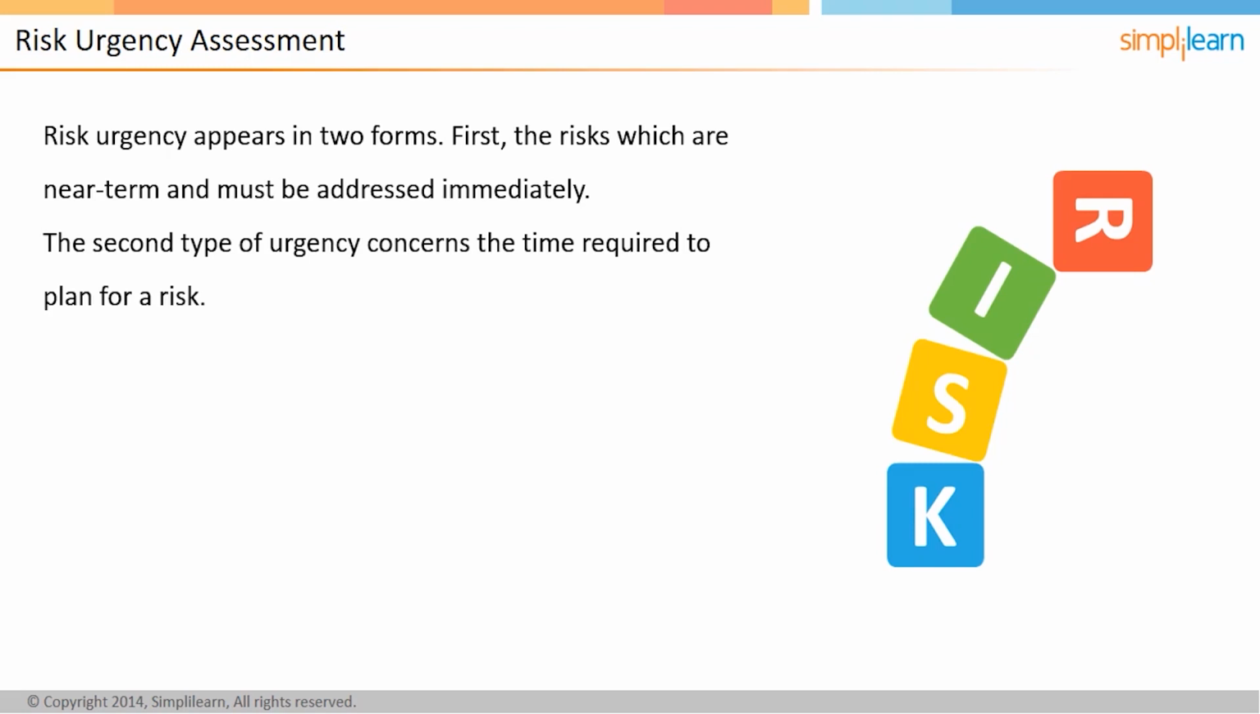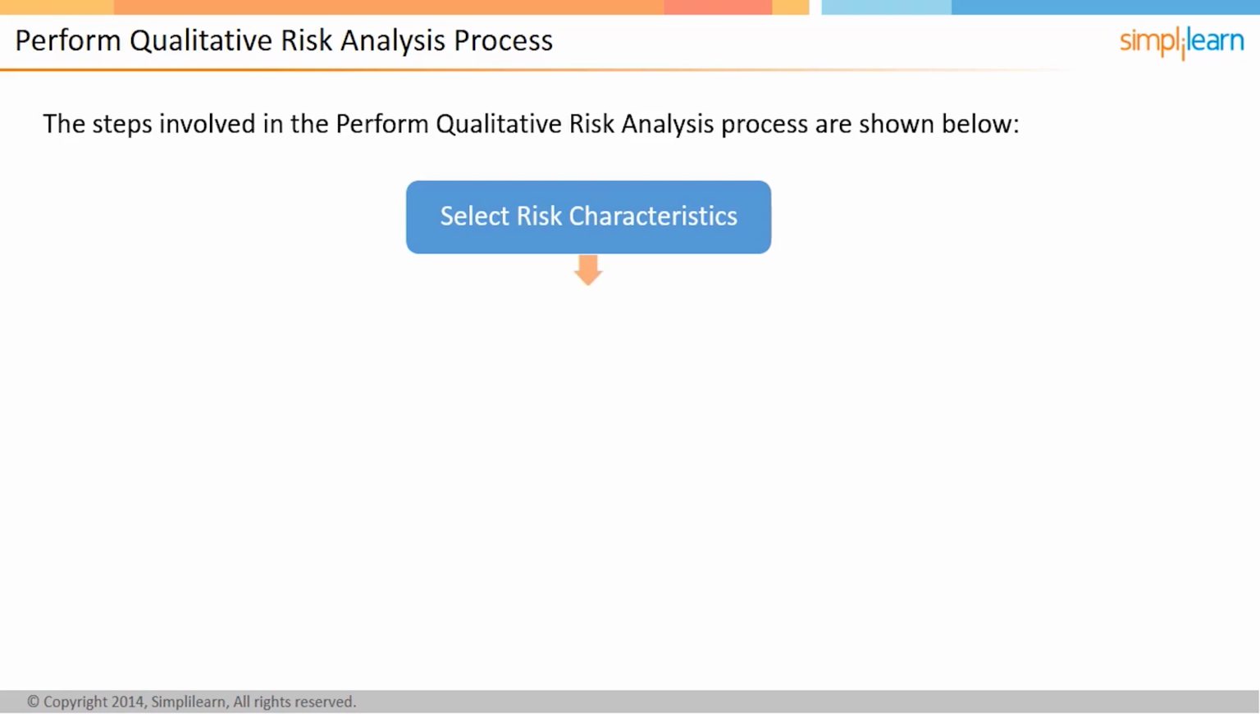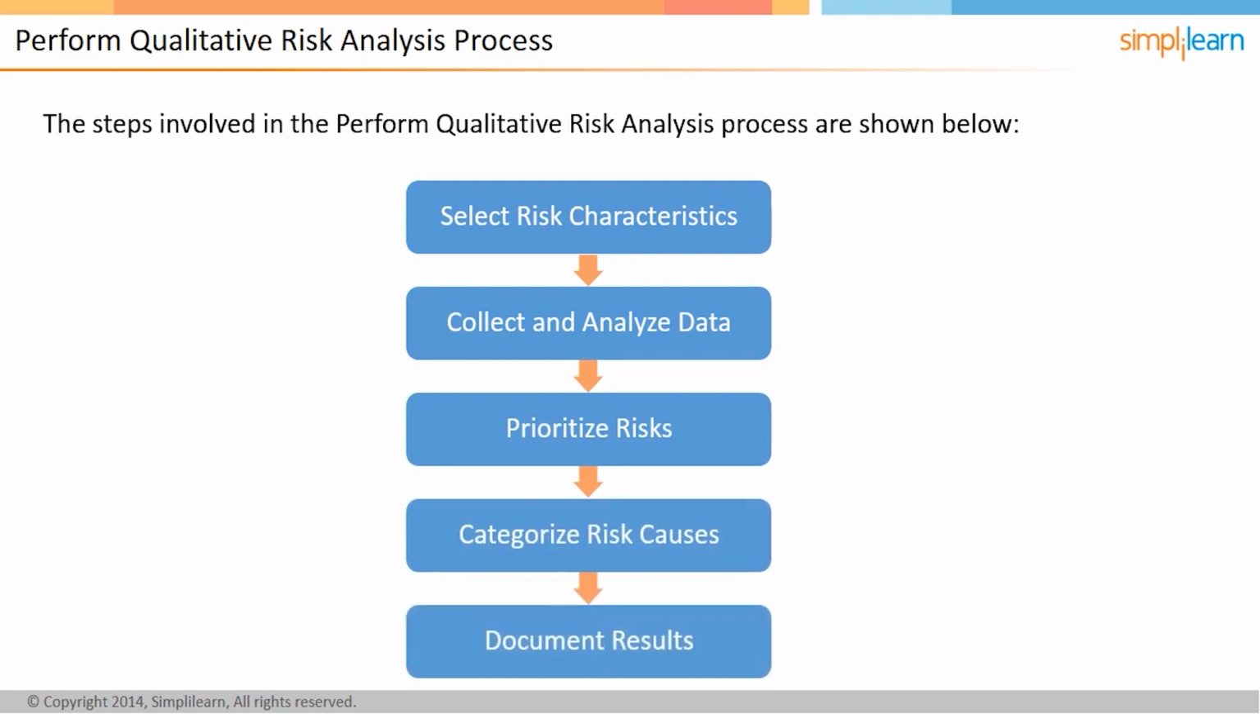In the following screen, we will discuss the steps of the Perform Qualitative Risk Analysis process. The steps involved in the Perform Qualitative Risk Analysis process are explained with the help of a flowchart on this screen. The first step of the Qualitative Risk Analysis process is to select risk characteristics which are of interest to the management. After this, you need to collect and analyze data, which leads to the prioritization of risks. In the next step, you can categorize the risks based on the causes and finally document the results of the analysis. In the next few screens, we will discuss each of these steps in detail.